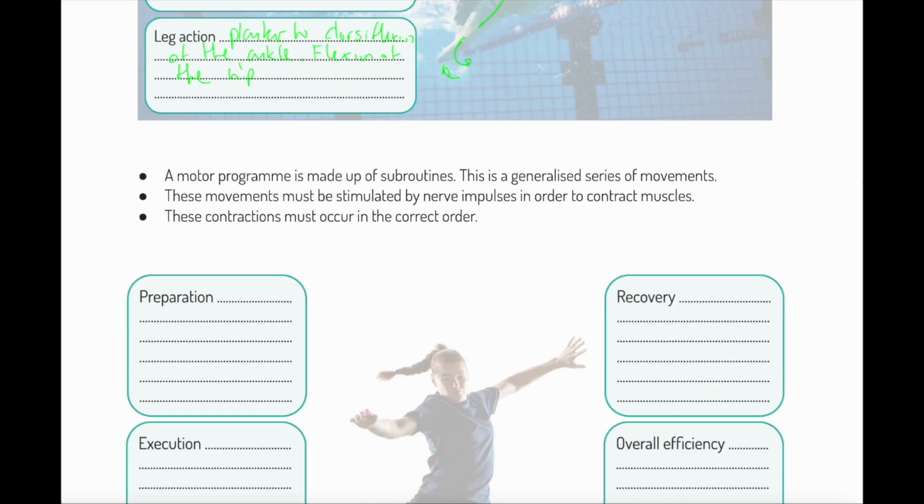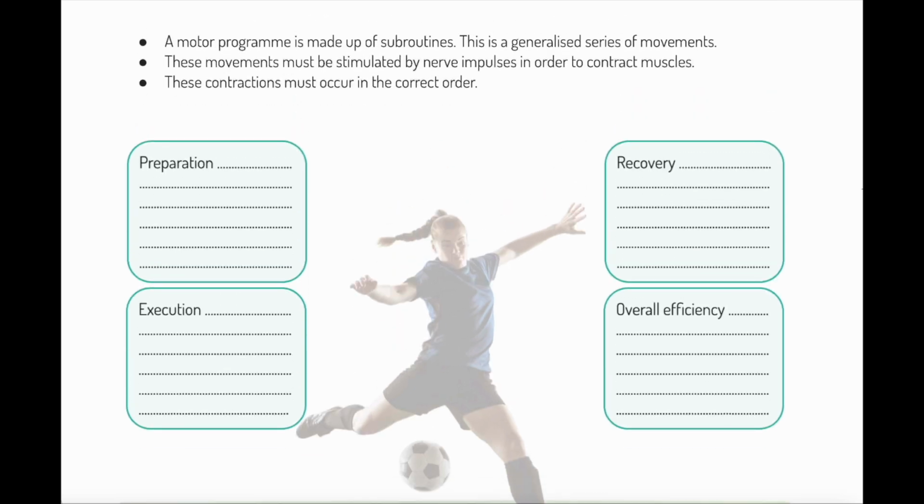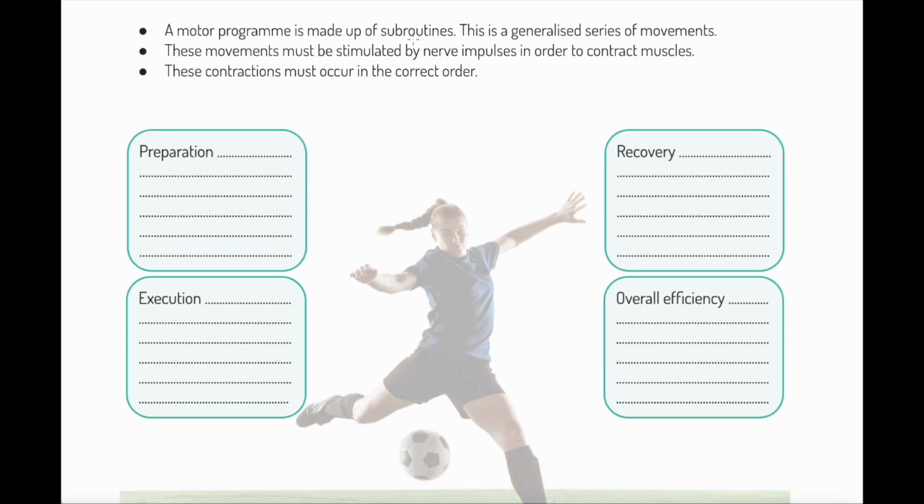Now let's look at a different one. We've got a footballer here. By the way, this is nice. A motor program is subroutines, generalized movements. They must be stimulated by nerve impulses in order to contract. These contractions must occur in the correct order. So let's look at order in this case. Obviously with swimming, a lot of those things are happening simultaneously. But let's look at preparation. What have we got here?